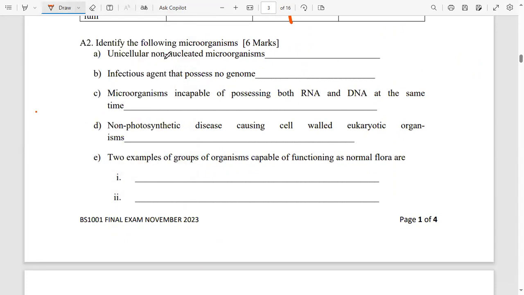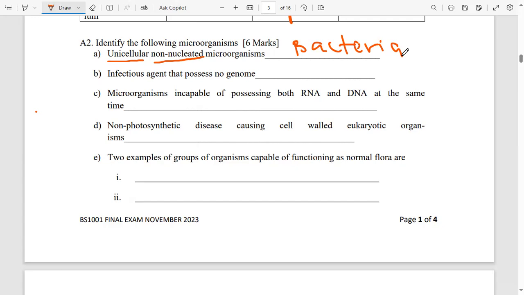So the first one here, they're saying a unicellular, non-nucleated microorganism. The key parts here are: one, unicellular, and two, non-nucleated. So this organism does not have a nucleus. Which organism does not have a nucleus? It's the bacteria. So you write bacteria here. Bacteria does not have a nucleus, and it's unicellular. So that's the answer there.